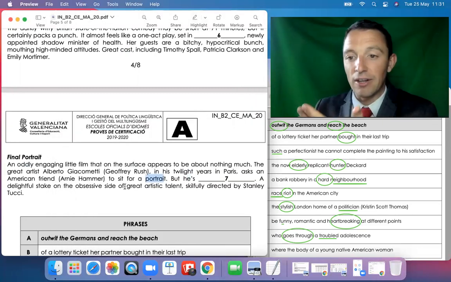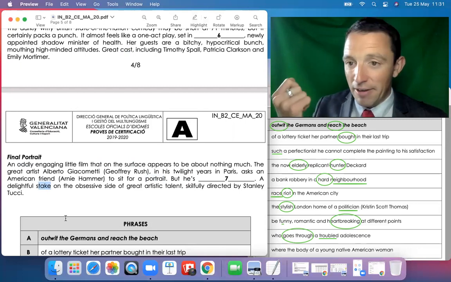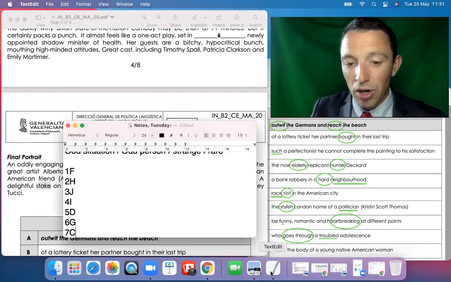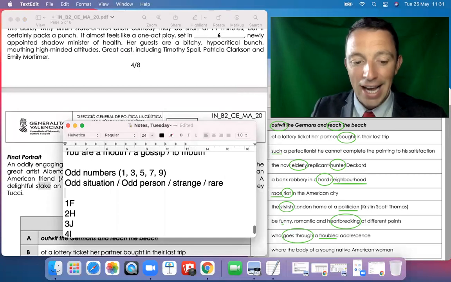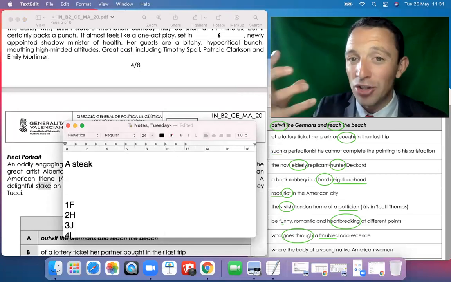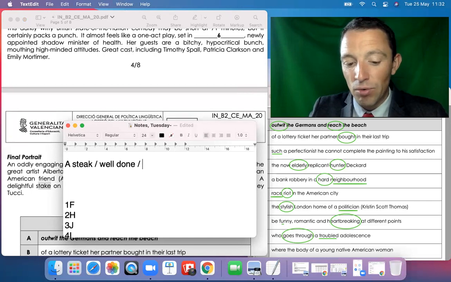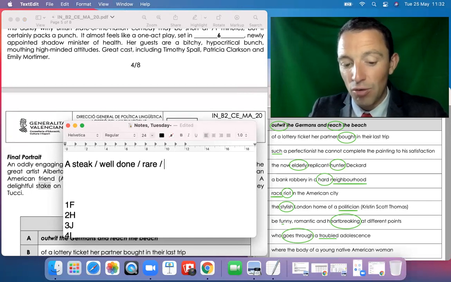And just in relation to the final vocabulary, a delightful steak. That's very, very important because we have 2 words that are completely different. We say a steak, which is the food in the restaurant. You go to the restaurant and you order a steak, and you can say well done, or you can say rare or raw.